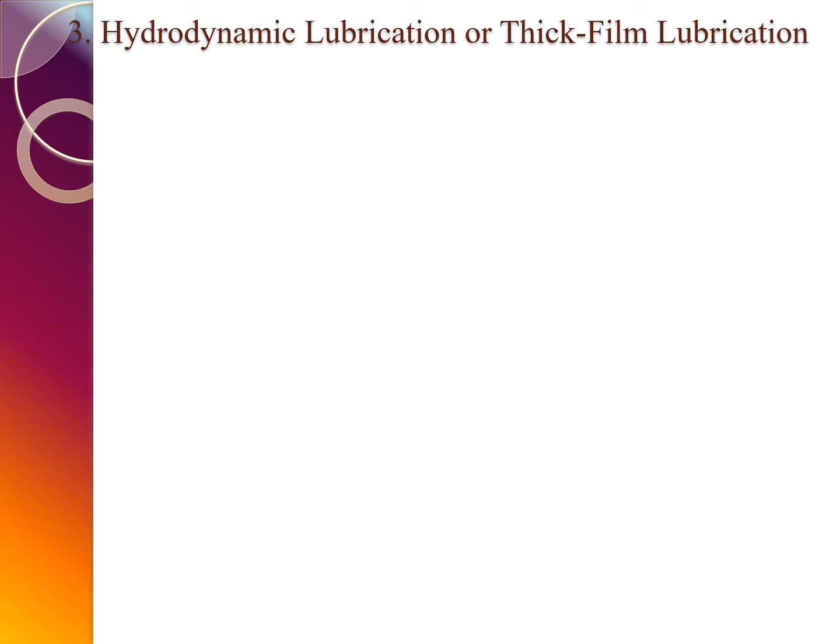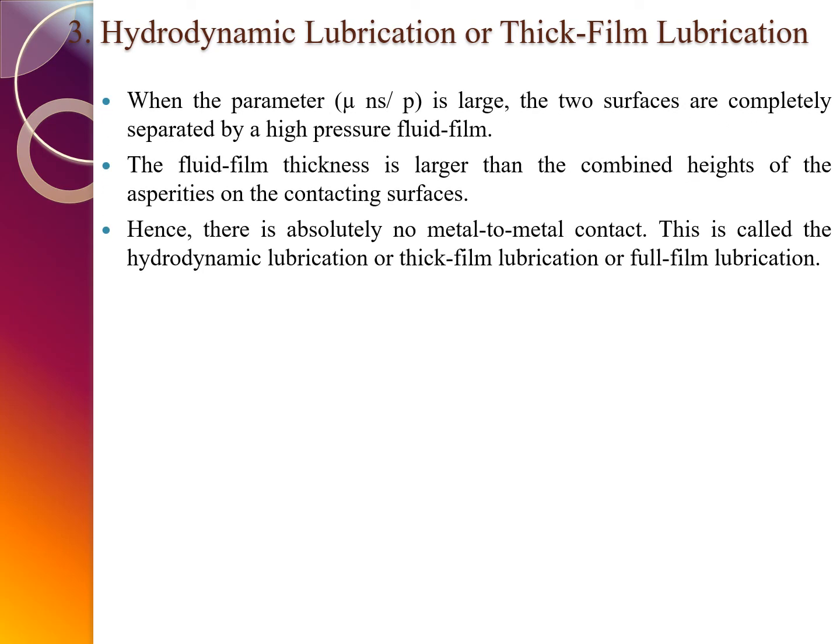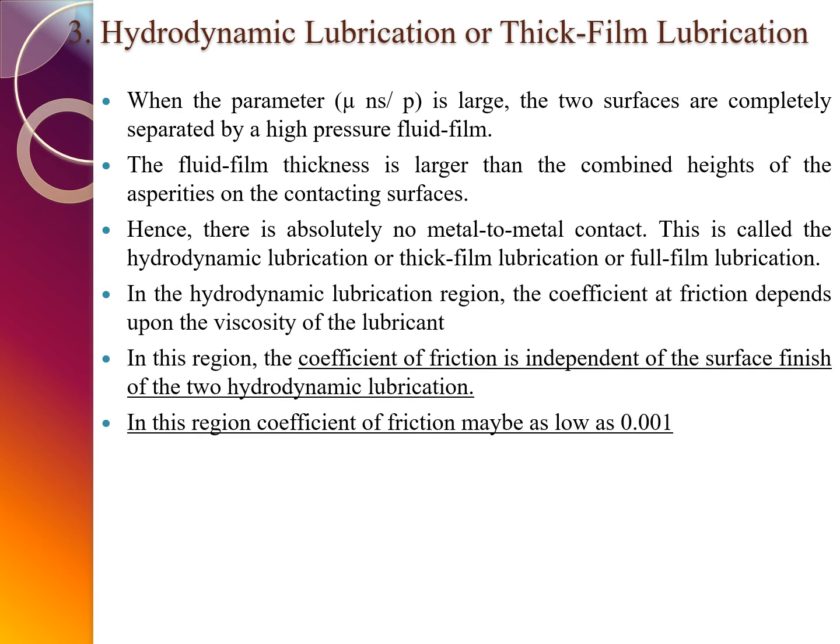Next regime is hydrodynamic lubrication or thick film lubrication. When the parameter μNs/p, that is the bearing characteristic number, is large, the two surfaces are completely separated by a high pressure fluid film. The fluid film thickness is larger than the combined heights of the asperities of the contacting surfaces. Hence, there is absolutely no metal to metal contact. This is called hydrodynamic lubrication or thick film lubrication or full film lubrication.